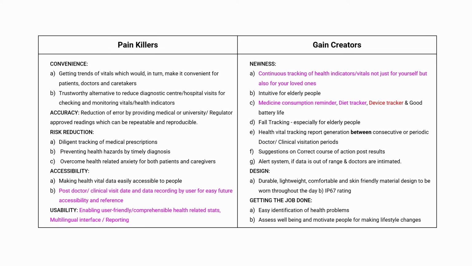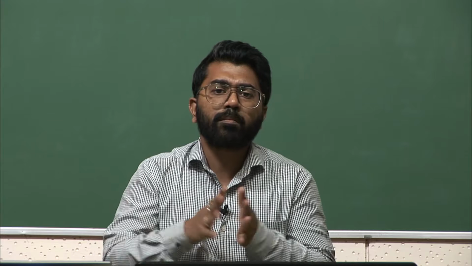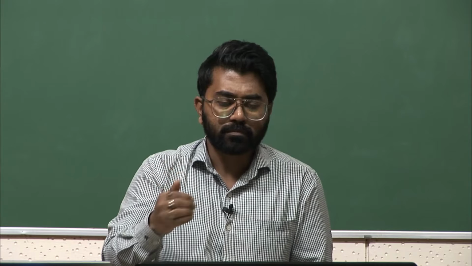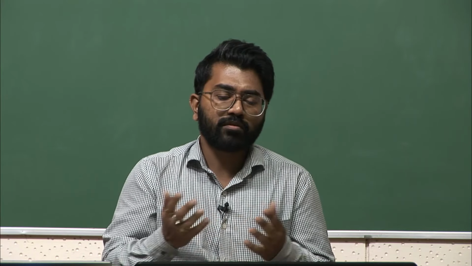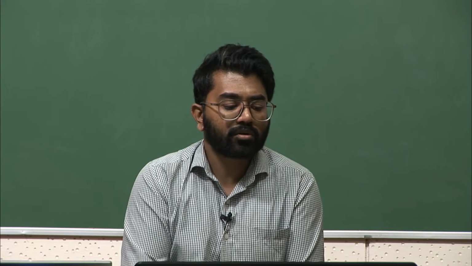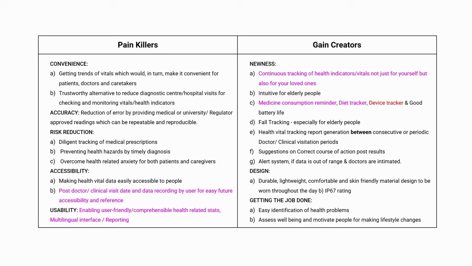Then from an accuracy standpoint, reducing the error by providing medical or university regulatory approved readings which can be repeatable and reproducible. Very important terms: the readings should be repeatable, and the readings should be reproducible. Reproducible basically means when I wear the watch and somebody else wears the watch, it should give proper comparative readings, the scale should not change, and these readings should be matched with the original analog based devices used in the industry, through some university or a medical regulator who can compare these devices apple to apple.